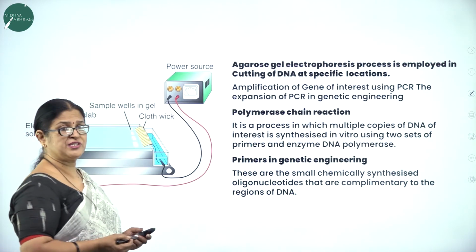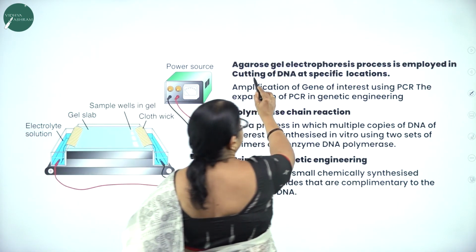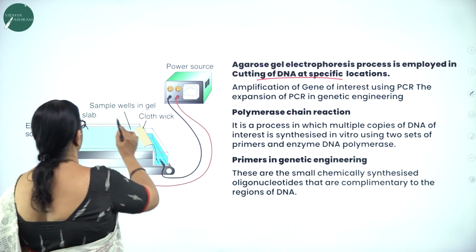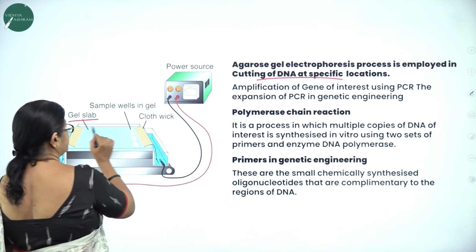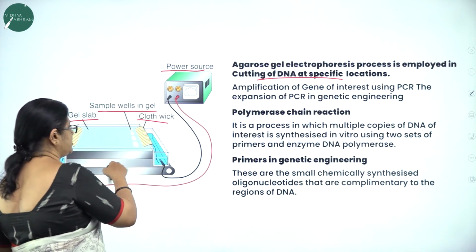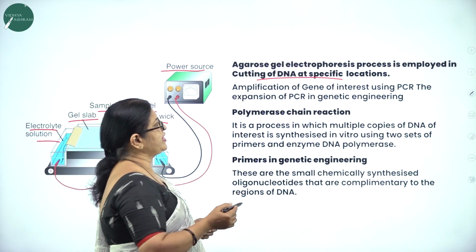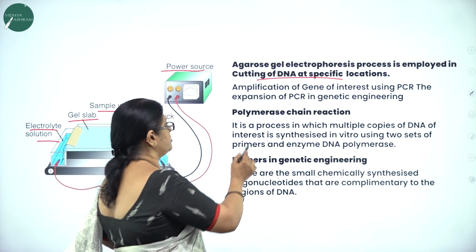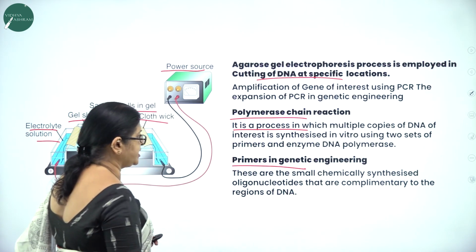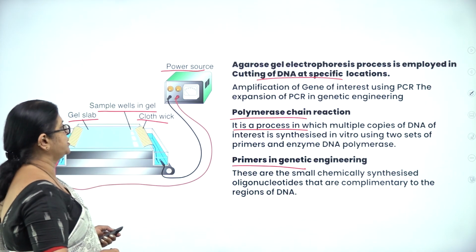Now in this picture you can see the agarose gel electrophoresis. As we know, it is a process employed for cutting of DNA at specific locations. Here you can see the gel slab, electrolyte solution, the cloth wick, sample wells in the gel and the power source. Here you can see the bands which are separated. Amplification of gene of interest using PCR, polymerase chain reaction, and primers in genetic engineering we have already studied. So this is how the agarose gel electrophoresis looks.